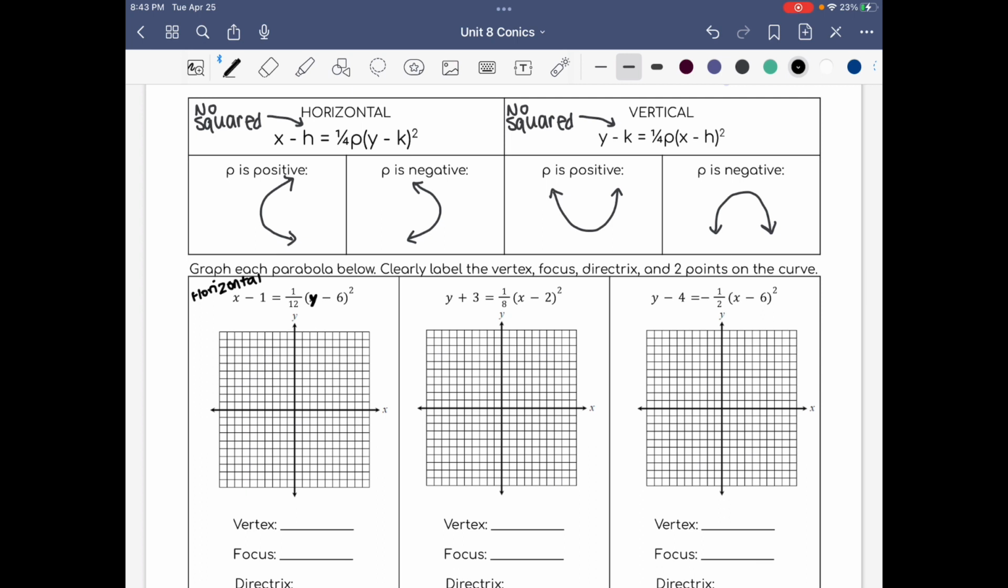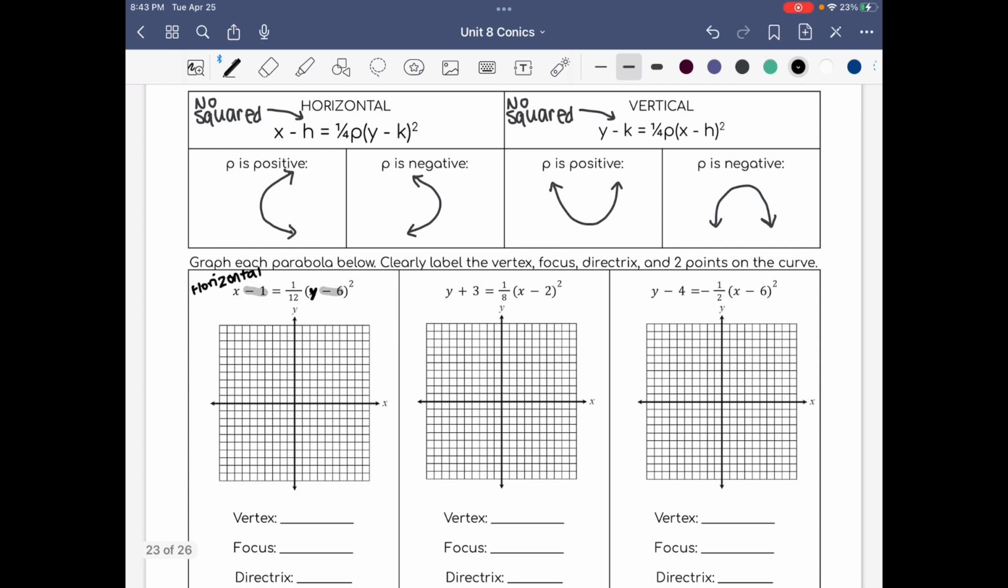And because of that, I'm going to go ahead and plot my vertex, which is going to be at 1, 6. Remember that just like a circle or an ellipse, we are always going to change the signs of both of those numbers because they are being subtracted in the formula. So I'm going to go ahead and put the point over 1 up 1, 2, 3, 4, 5, 6 on my graph. That is the vertex. In fact, some people like to go ahead and label it as V. You're welcome to if you would like to.